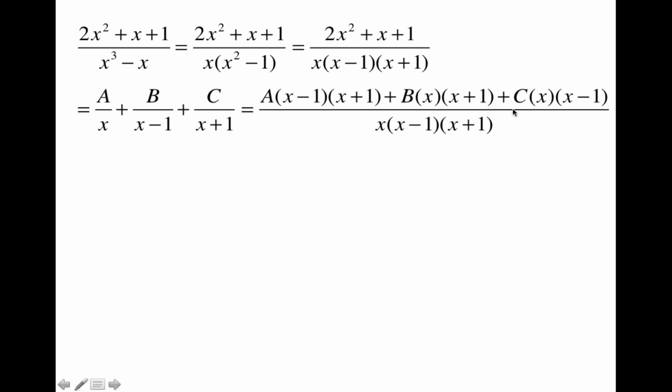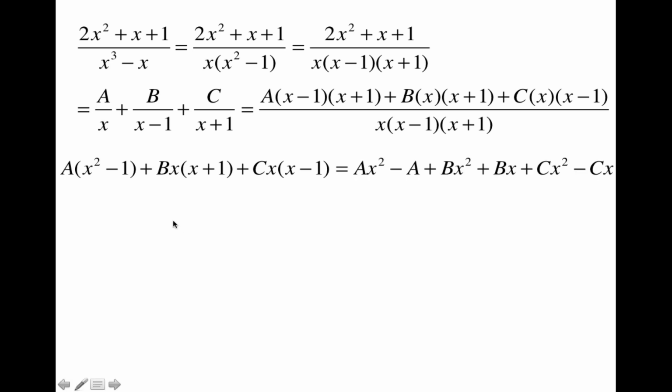Now I'm going to just focus on the numerator, and I am going to distribute stuff through. Keep distributing. Now I'm going to go ahead and regroup this numerator. So the x squareds go together, so I can factor out an x squared. The x's go together, and then the constants. Now I can go ahead and equate this numerator with my original numerator from the beginning. And then I can let each constant for each term equal the a's, b's, and c's.